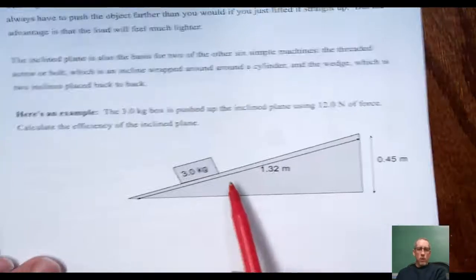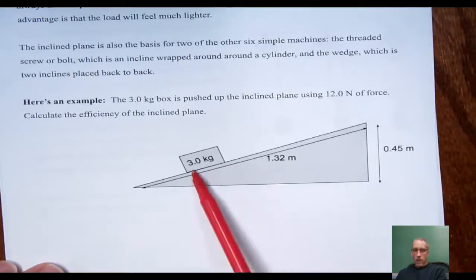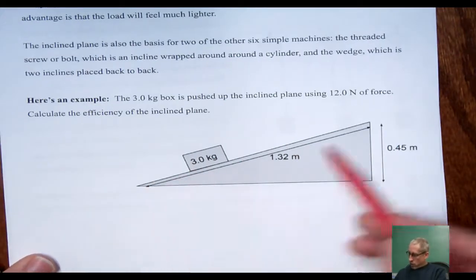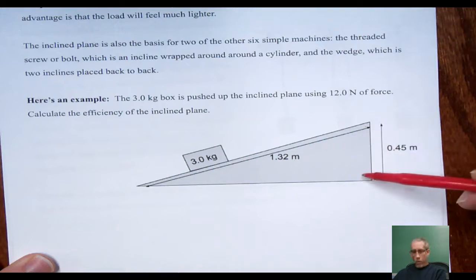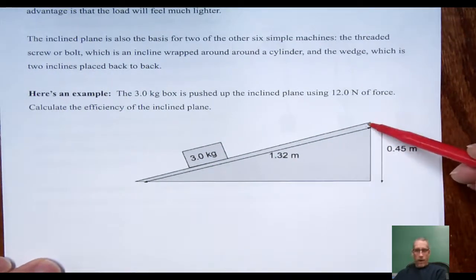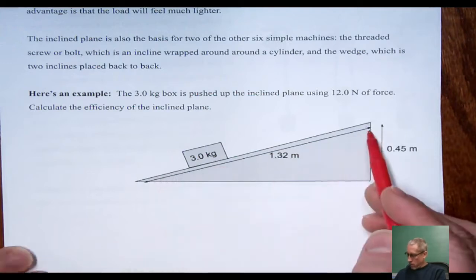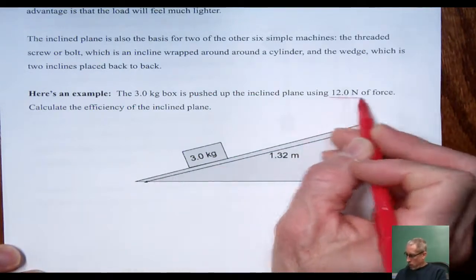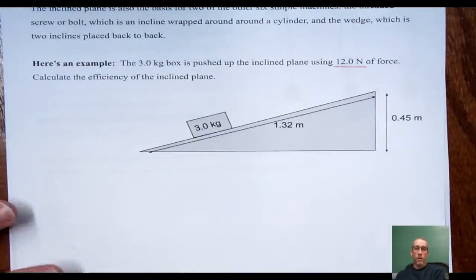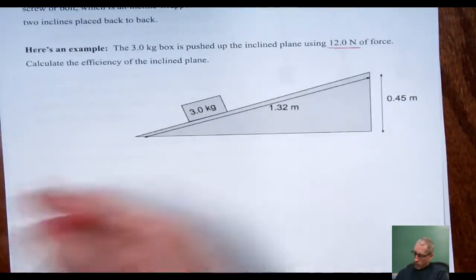So let's look at this example here. Suppose we need to lift a 3-kilogram box, and 3 kilograms actually isn't that heavy at all. We would have no problem doing this. But let's say you're a little kid and you can't lift that much. So all we're trying to do is get this thing up to a height of 0.45 meters. Instead of lifting straight up like that, we're going to move this along the inclined plane. We're going to use 12 newtons of force in order to do that. So the question here would be to calculate the efficiency of this particular machine.